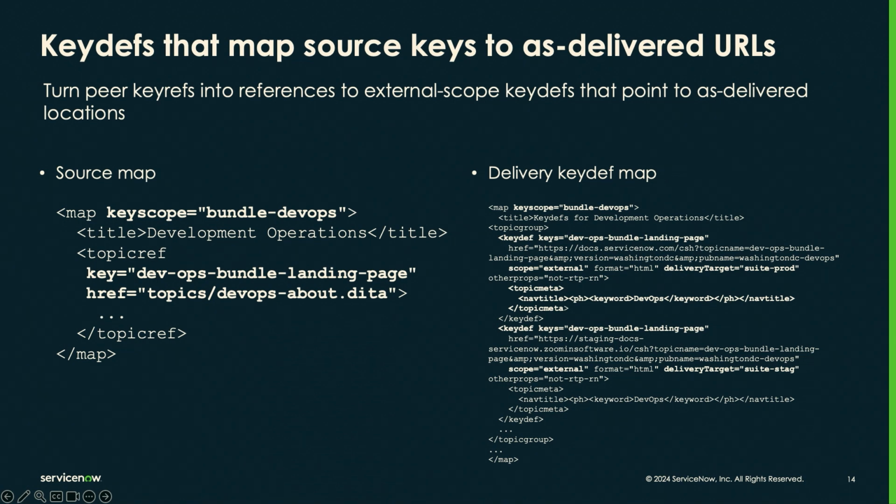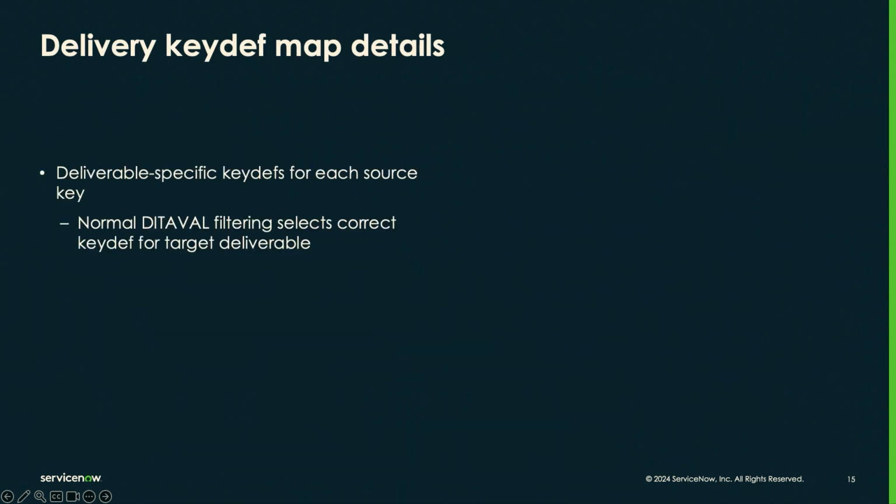And I realize that's way too small for you to see, but that's all right. So what this becomes, as the transform that generates this delivery key def map, is that a single key now becomes a key def per delivery target. So this is saying for this key, if my delivery target is our production server, then this is going to docs.servicenow.com. If my delivery target is our staging server, then this is our staging server. If it's going somewhere else, we actually generate 5 or 6 different key definitions for each key for different delivery targets, right? But this is done through a relatively simple XSLT transform, right? So we have deliverable-specific key defs for each source key. And then normal DITA-OT filtering at processing time just filters down to the delivery target you actually care about, right? So nothing too magical there.